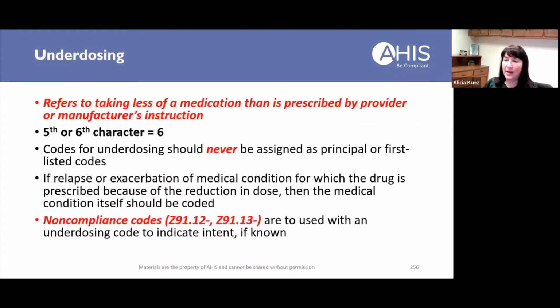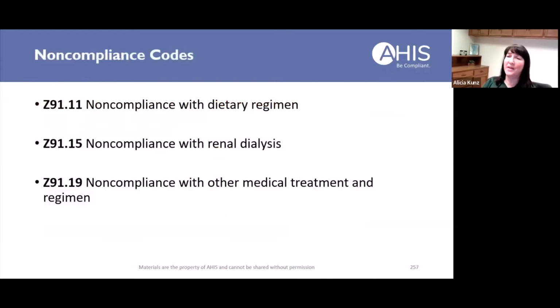And then there's some non-compliance codes, Z91 codes, and those can be used to indicate intent if known. And here's some examples of non-compliance codes: non-compliance with dietary regimen, non-compliance with renal dialysis, or with other medical treatment and regimen. Now, a little word of caution about these non-compliance codes. You want to make sure that you're not just coding them if nursing is documenting, you know what, they aren't wanting to eat their food, they're living on ding dongs and Coca-Cola and they're diabetic. We can't just look at that nursing documentation and assign that Z91.11 code. The physician would have to document it.